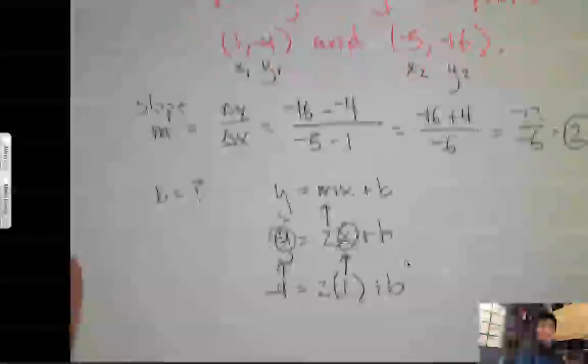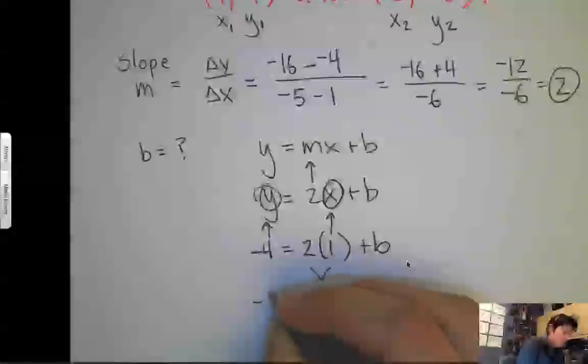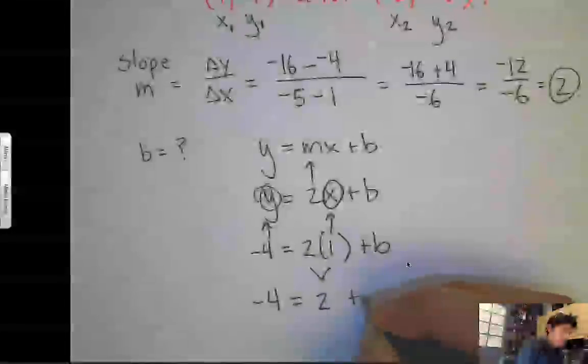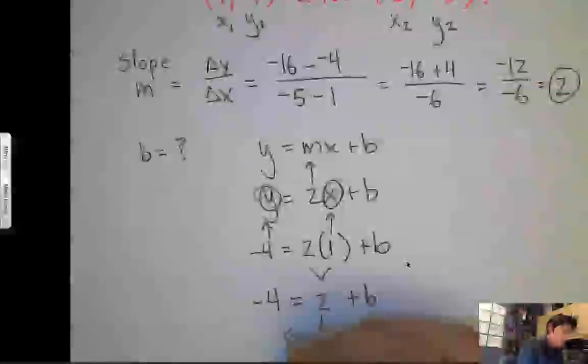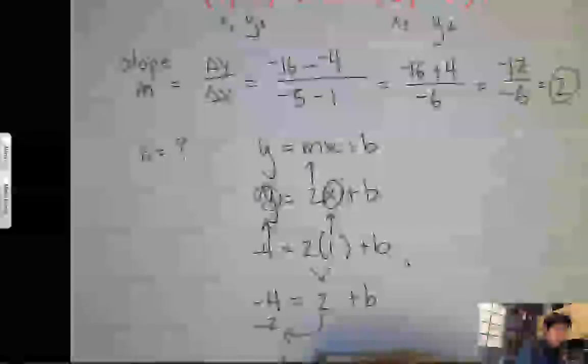All right, now it's easy. Now I know how to solve this thing. So 2 times 1 is 2. -4 equals 2 plus b. I'm going to move the 2 over and subtract it. -4 minus 2 is -6 equals b.